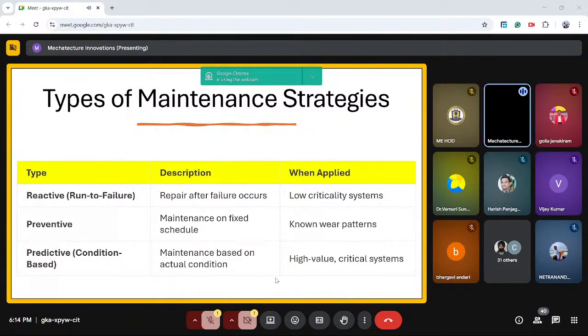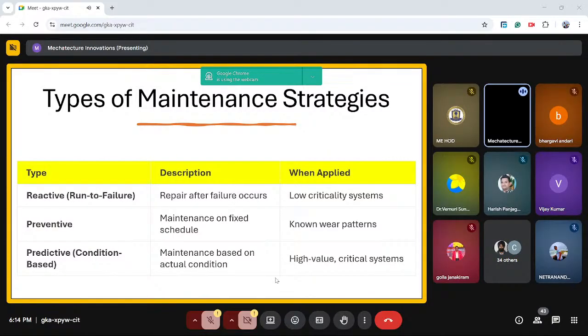See, there is a table given in front of you that has a type, description, and applied. In the type, you see there is certain maintenance that will only come after the failure. For example, a tire puncture. Only after the tire puncture will I change the tire. Not that my tire became very old, so now I will change it. No, I will wait for the failure, then I change the tire. Such things are called reactive maintenance, which means that once it fails, I will repair.